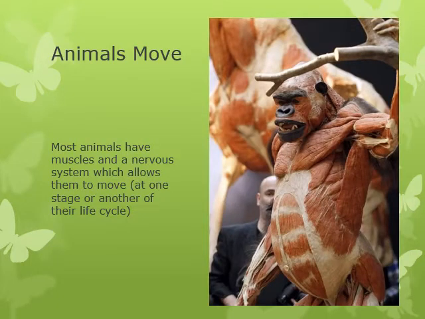Animals move. They have muscles and a nervous system which lets them at one stage of their life or another move around and do something. So this is, in case you couldn't tell, a gorilla with its skin removed. Why? So you can see the muscles. You can't see muscles if the skin's still there.